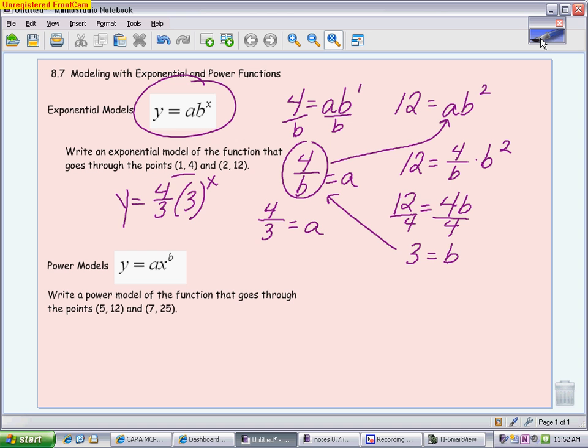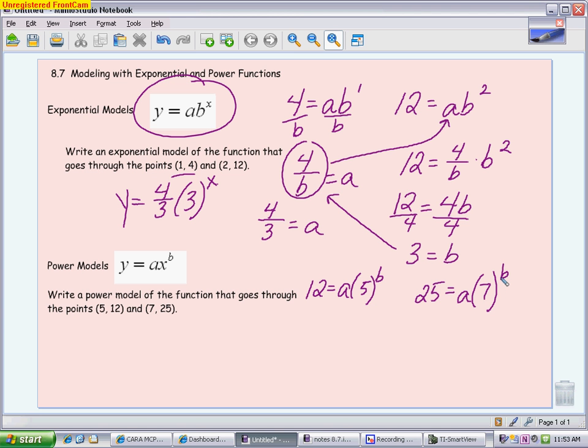The second one is using the power model, and it will tell you in the directions when you're doing this problem which model to use and what the general form is. So now I'm going to take my points, 5, 12, and 7, 25, and put it into a power model. So my first one, when I take that first point, is going to look like this. It's going to be 12 equals a times 5 to the b. And my second one is going to be 25 equals a times 7 to the b.